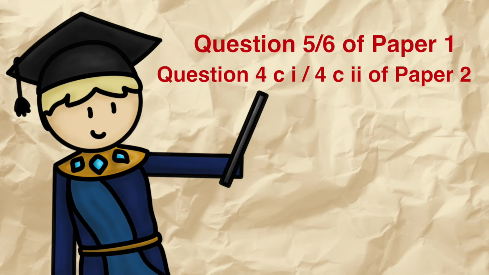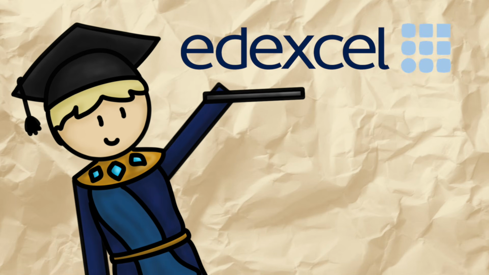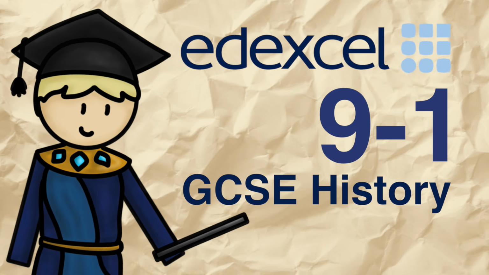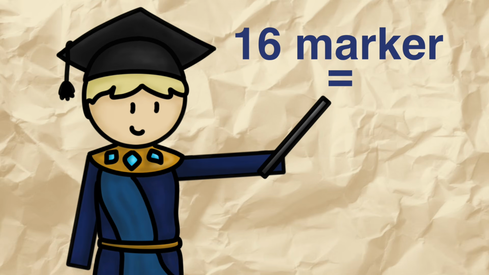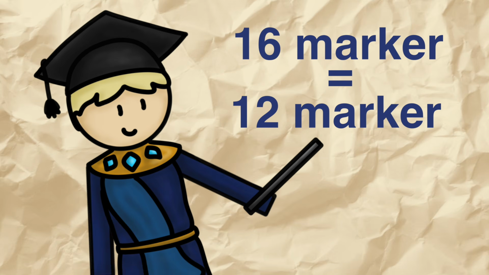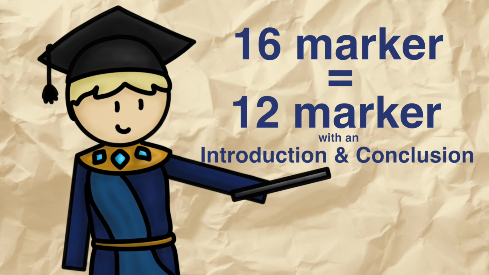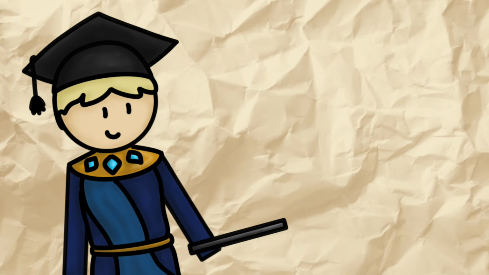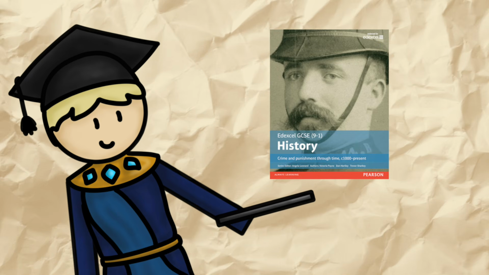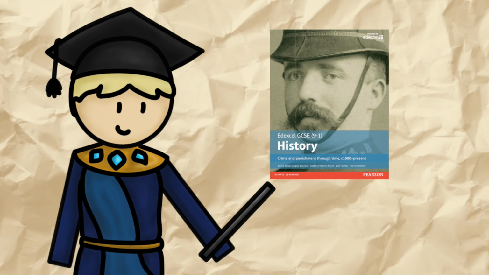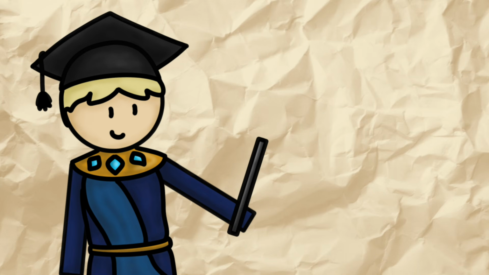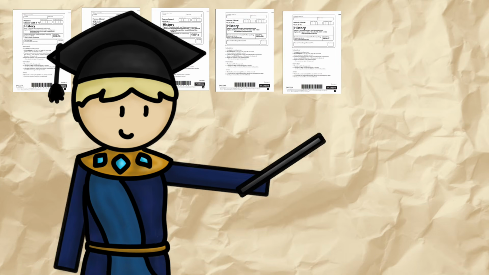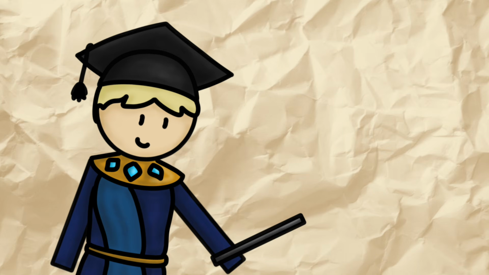question 4CI/4CII of paper 2 of the Edexcel 9-1 GCSE History exams. A 16-mark question is pretty much the same as a 12-mark question, but it has an introduction and a conclusion. Simple. The example I'm going to be using is from the topic Crime and Punishment, but the way I'm going to go through to answer this question will apply to 16-mark "How far do you agree?" questions from all topics. So here's the question.